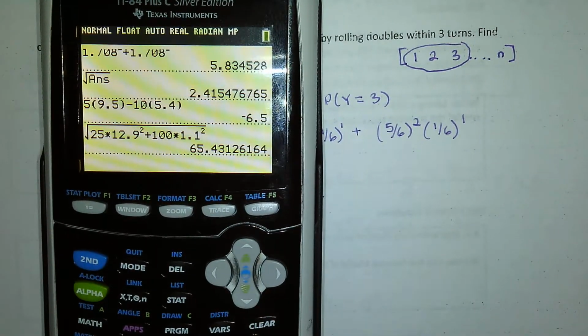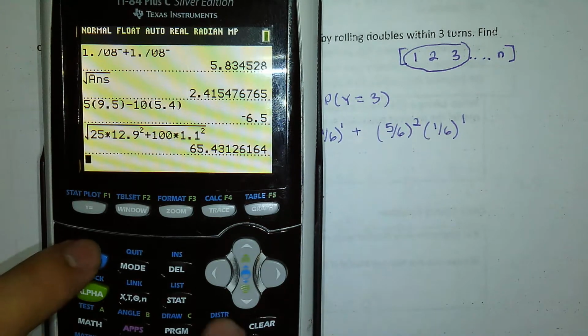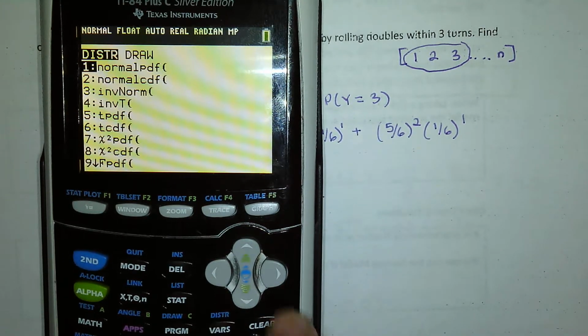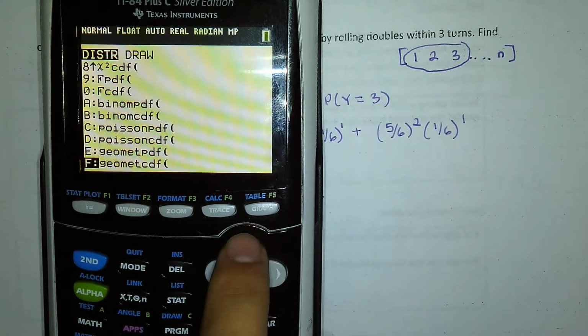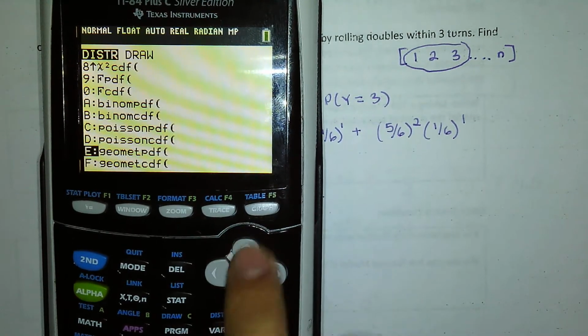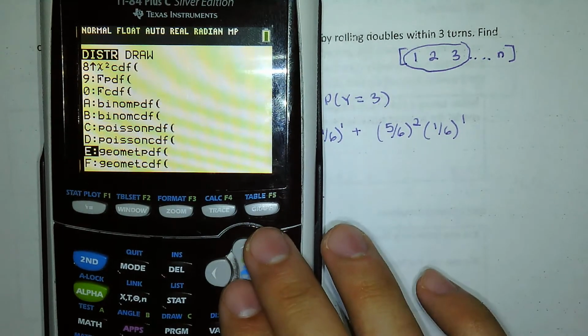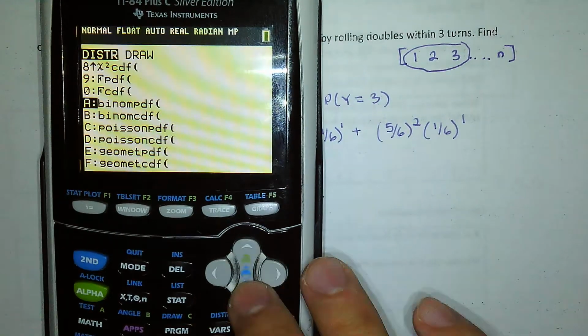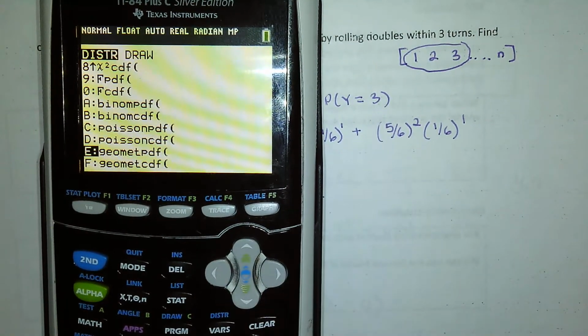So you all know I'm anti-calculator, but I'm not anti-time efficiency. So we're going to go to 2nd VARS, and hit the up arrow, and we notice you have two values here: a geometric PDF, and PDFs for any of these distributions give us the precise value, whereas the geometric CDF, and again CDF for any of these, is a cumulative distribution function, and cumulative here means adding up to.